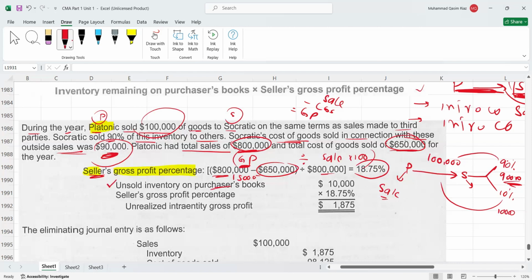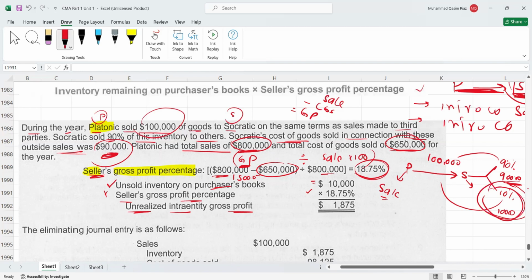We know that on the purchaser's books, $10,000 is the unsold inventory. Now we have to identify the unsold inventory on the purchaser's books, which is 10,000, and multiply it with the seller's gross profit percentage, which is 18.75%. This will give you the unrealized intra-entity gross profit, which is the profit on the inventory showing on the purchaser's books.